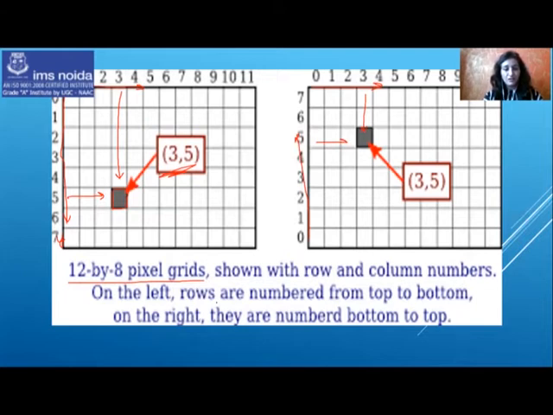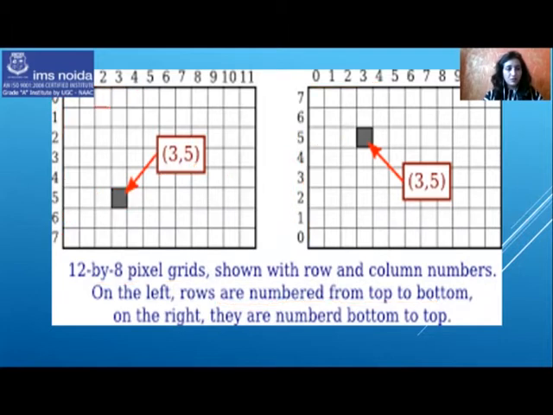Here on the left side, rows are numbered from top to bottom, and on the right, they are numbered from bottom to top. So you can draw any type of image where rows are numbered from bottom to top or top to bottom. But the main thing is that we have to find out the value of the pixel.